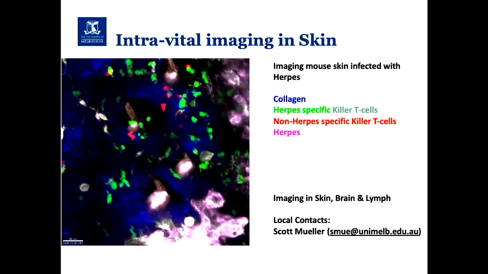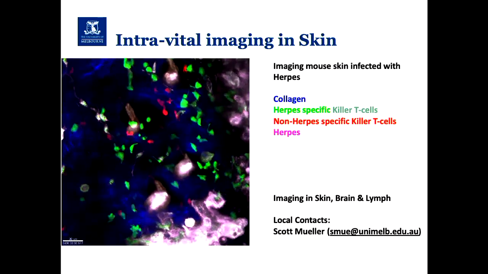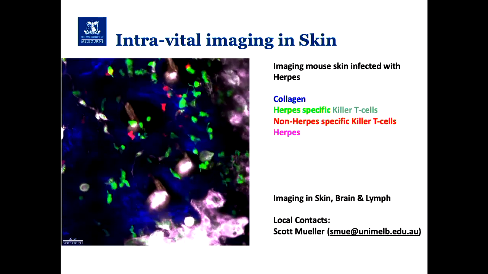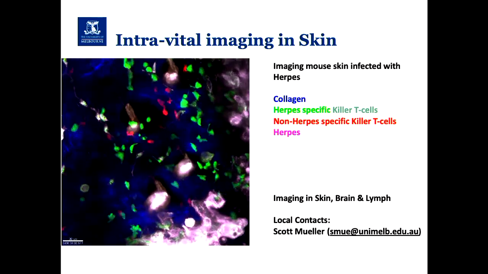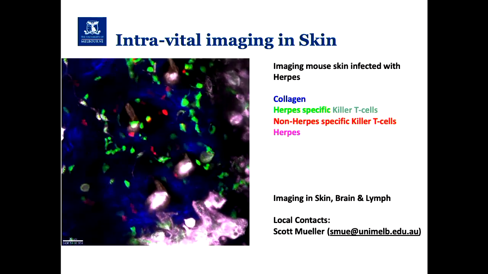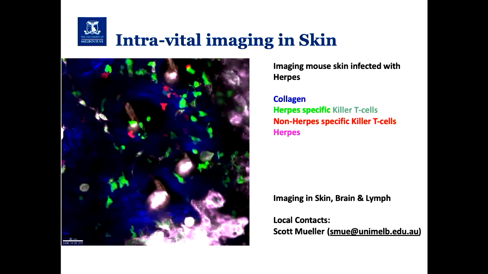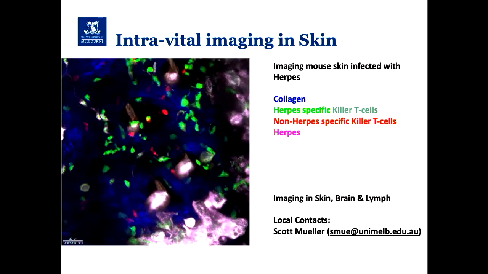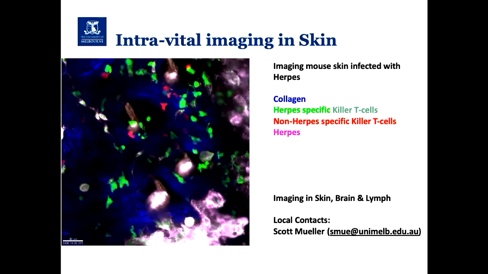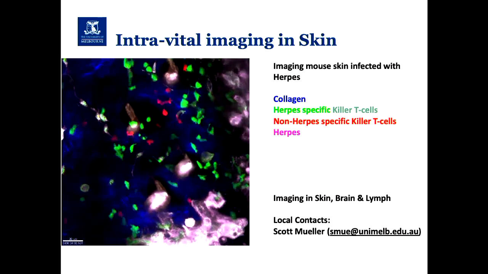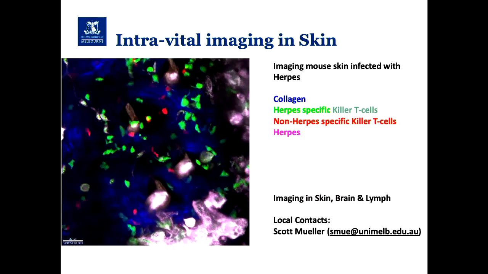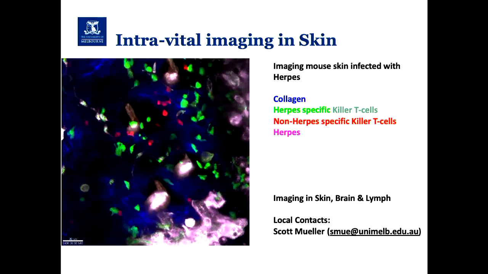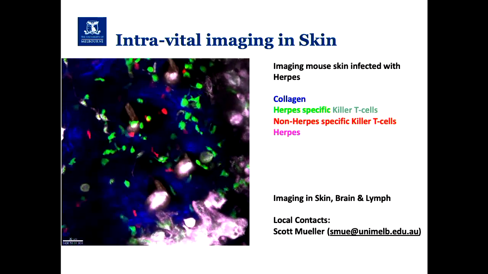What can we use that for? So here we've got an example from a group in microbiology who are looking at herpes infections in mouse skin. They're imaging multiple channels here. In blue they've got collagen, in purple they've got the herpes infection, and then in green and red they've got 2 different types of killer T cells. Green, the ones which are specific to herpes, and red, the ones which aren't specific to herpes.